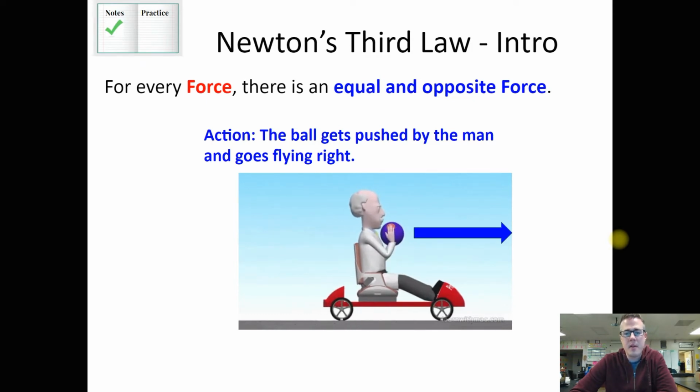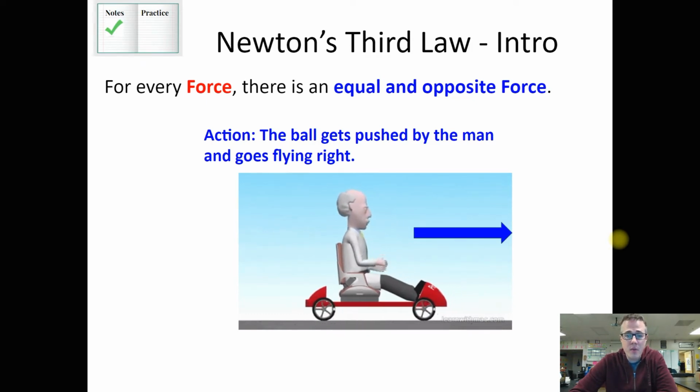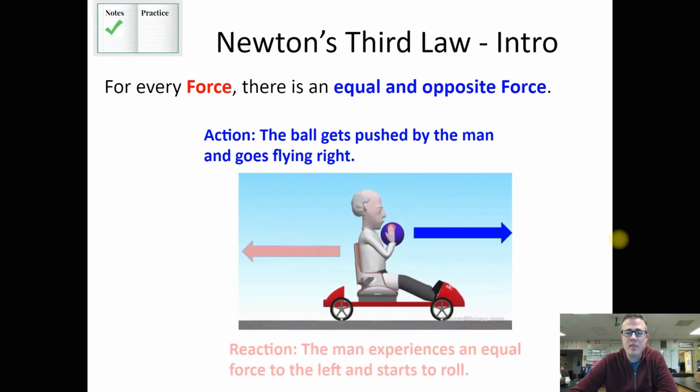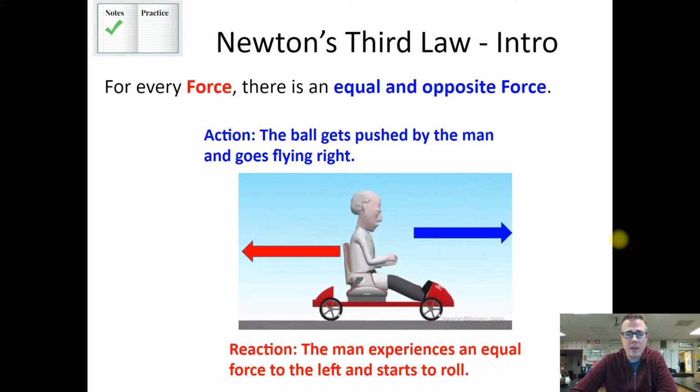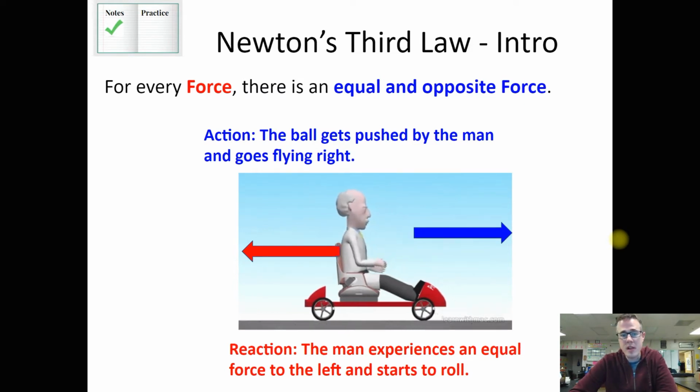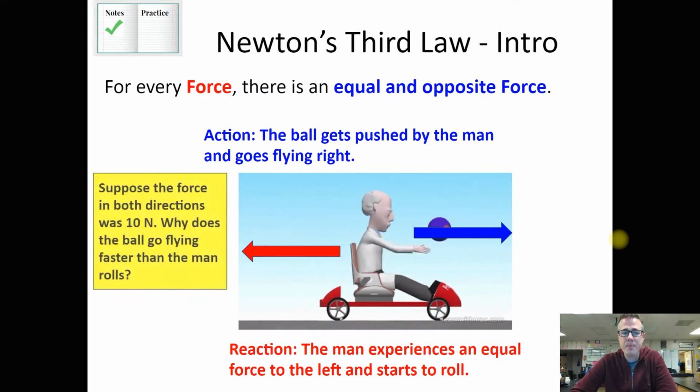So he had to put a force on it. Well, Newton said that there has to be a force in the other direction and of the same amount in order for that to be true. And you can see that because the cart goes rolling back a little bit. So for every force, there's an equal and opposite force. As he pushes to the right, the cart gets pushed to the left.